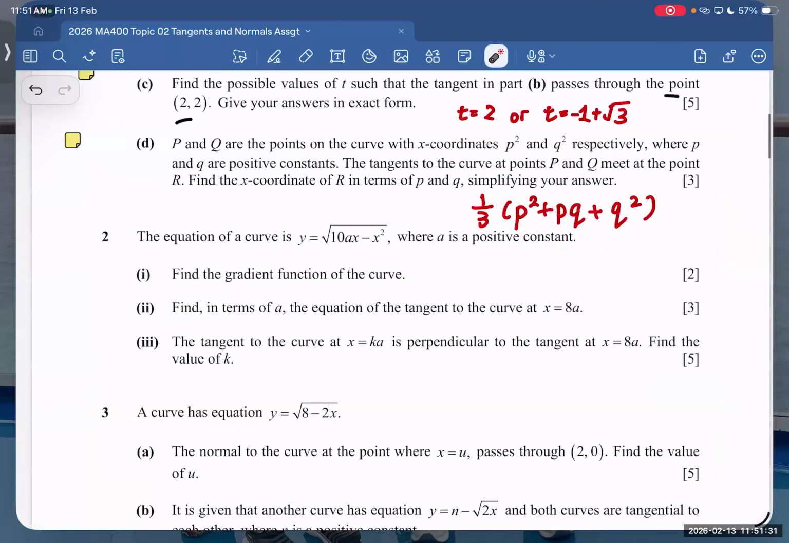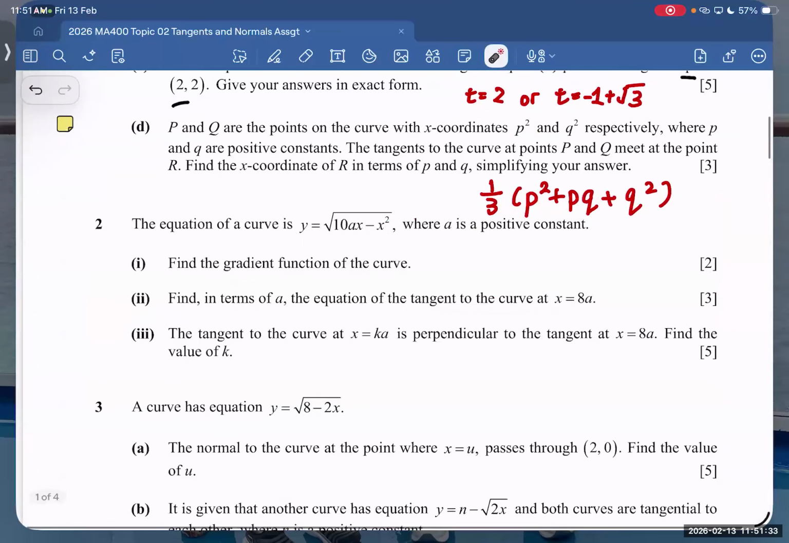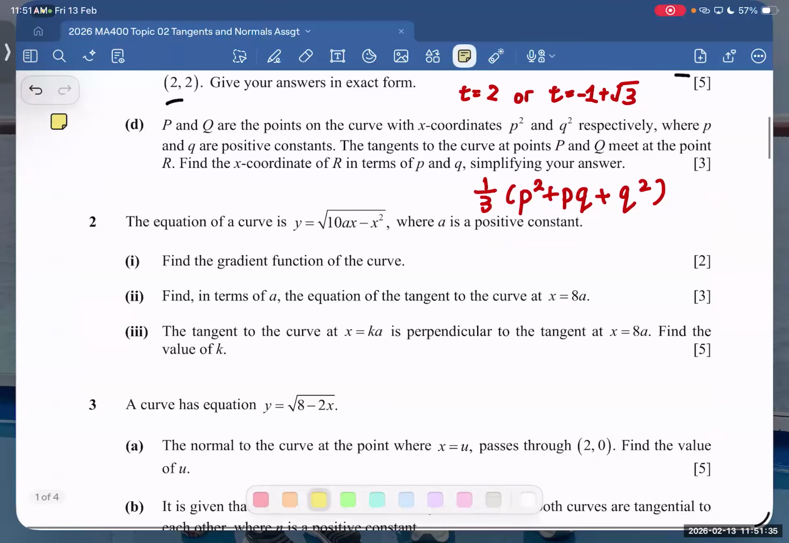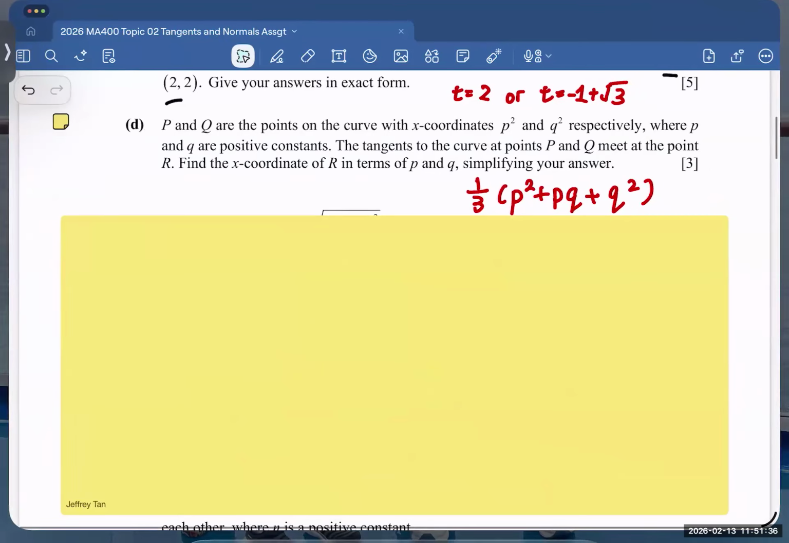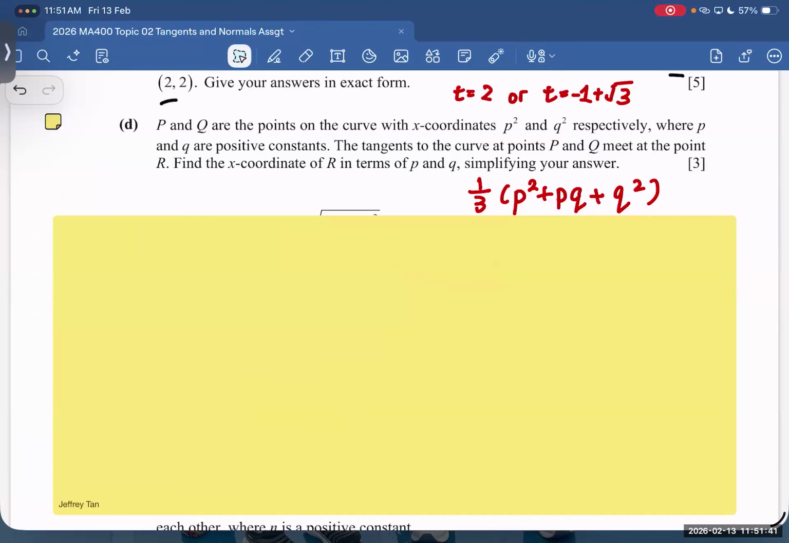Okay, so now I go to this. Who needs D? Who needs D? Okay, so I go through, and I draw a diagram. I'm going to draw a diagram.